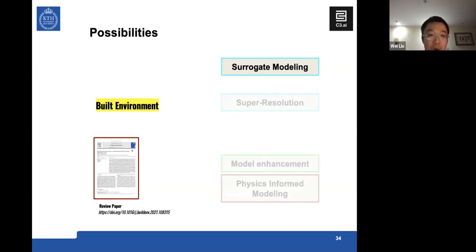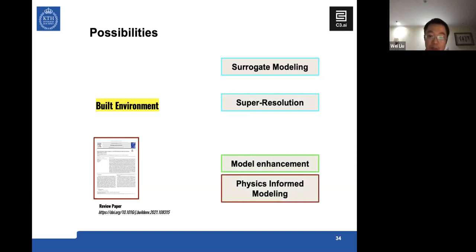So above all, physics-informed deep learning modeling, turbulence model enhancement with different techniques, and super resolution techniques are the most promising methods that are yet to be explored in the built environment for both indoor and outdoor simulations. And we published a review paper on this topic in the Journal of Building and Environment. So if you're interested, you can have a look at that.